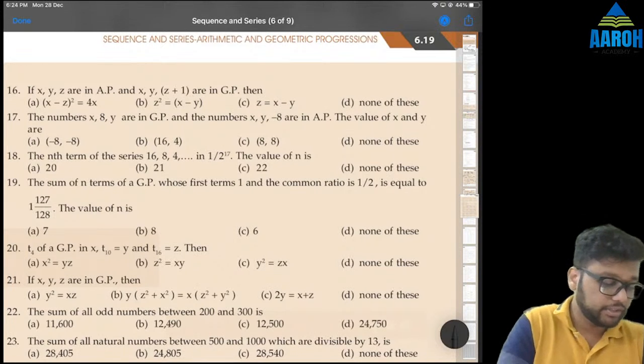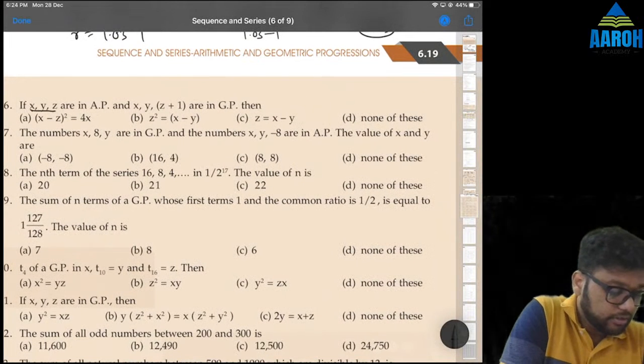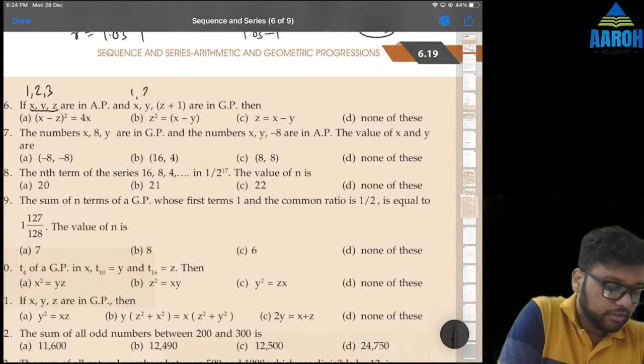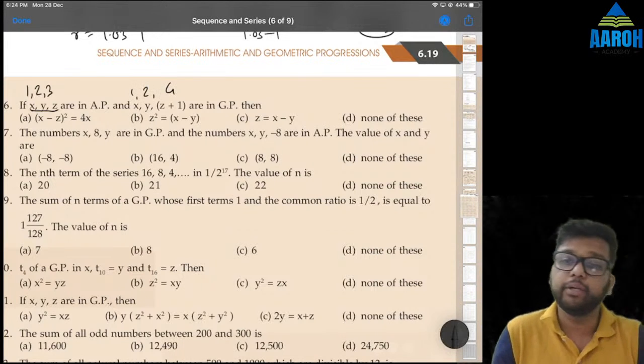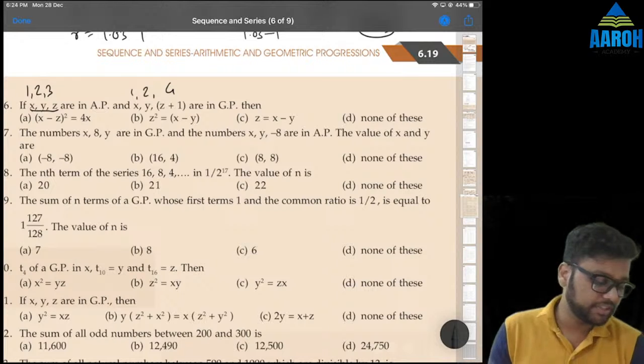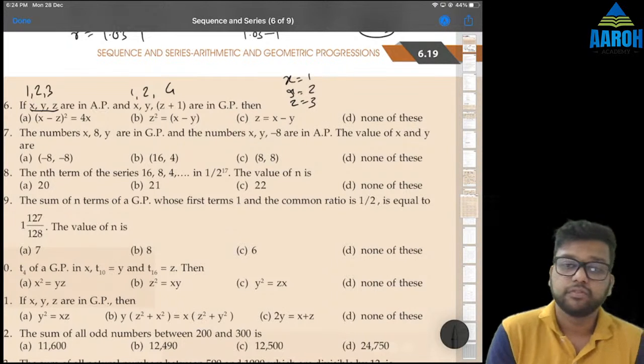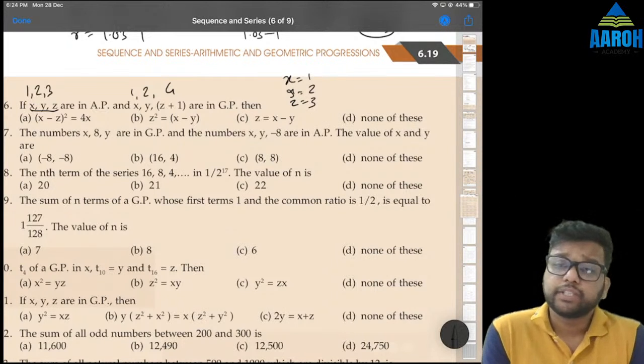1, 2, 3 are in AP and 1, 2 and 3 plus 1, 4 are in GP, right? So we can assume these numbers and solve. That means X is 1, Y is 2, Z is 3. So let's check which option is correct.